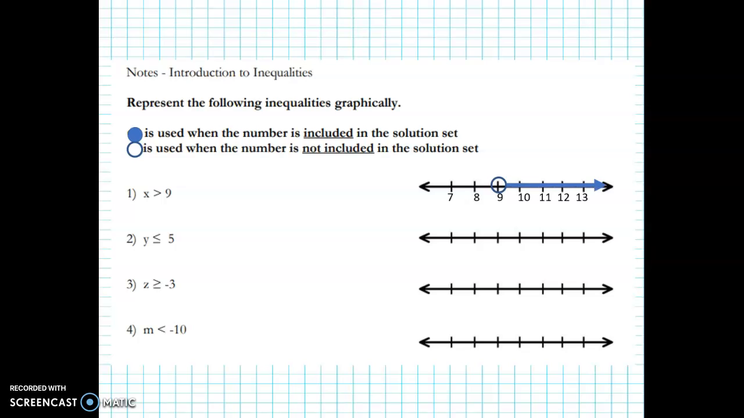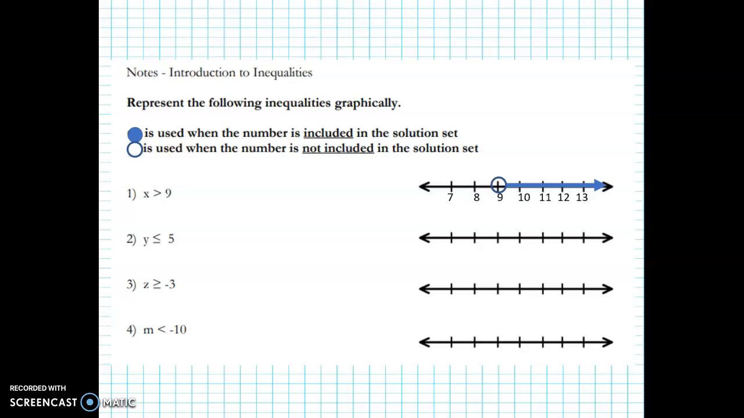We use a dark colored in line with the arrowhead filled in to show that the numbers continue on. Any of the numbers to the right of 9 are correct answers for this problem. With inequalities, there's not just one answer, there are multiple answers that work.